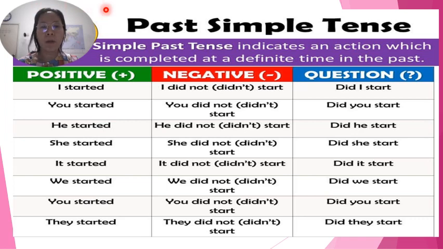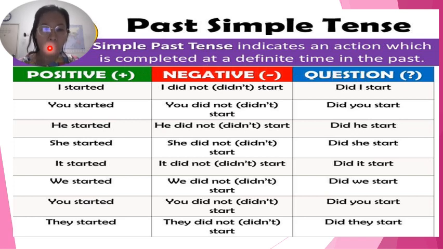Okay, how do we form past simple tense? Simple past tense indicates an action which is completed. It's very important. It's completed, so now the action is no longer there. It's completed at a definite time in the past.